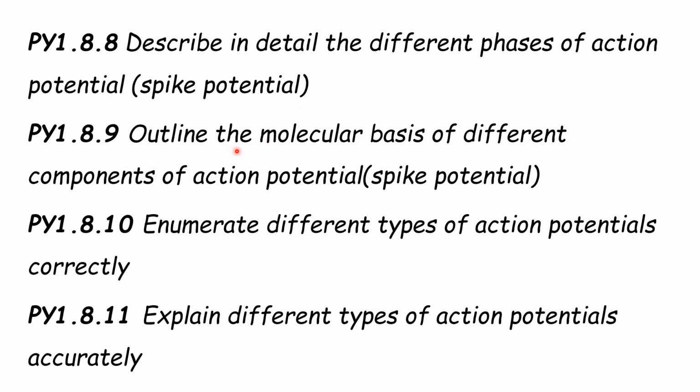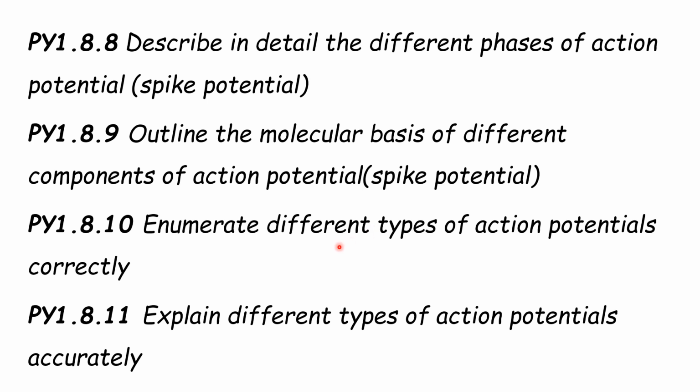Then he or she should be able to outline the molecular basis of different components of action potential or spike potential. So there are different phases in action potential. The typical action potential is called the spike potential. If you know the molecular basis of this, you will be easily able to know the molecular basis of different types of action potential.